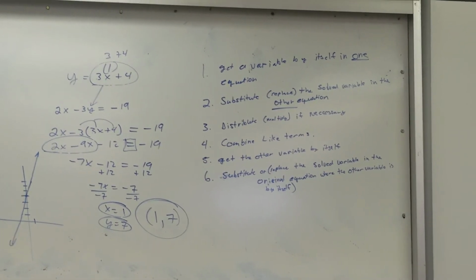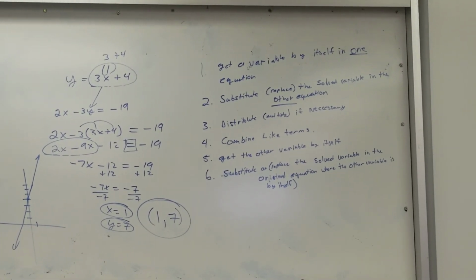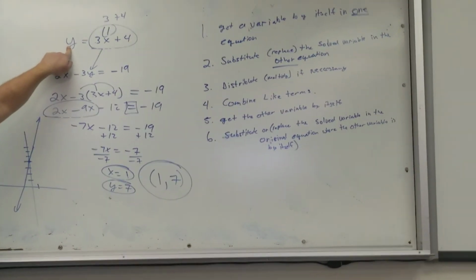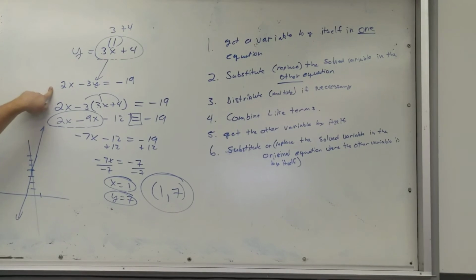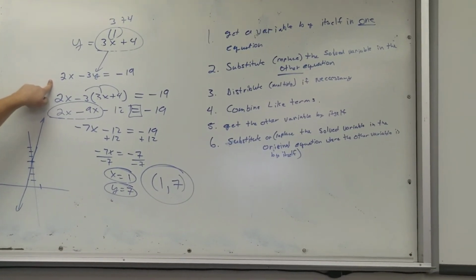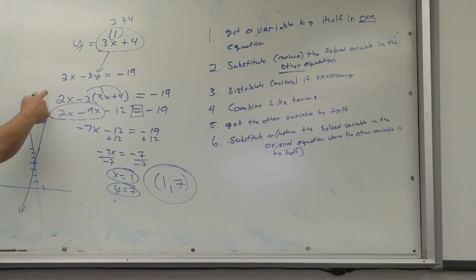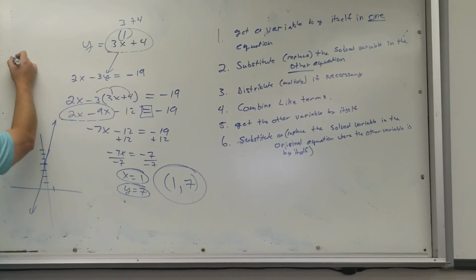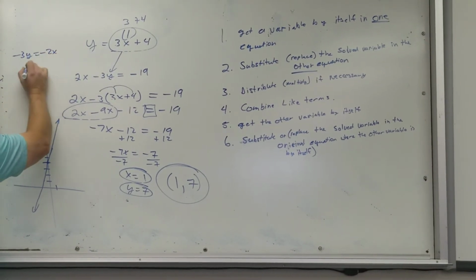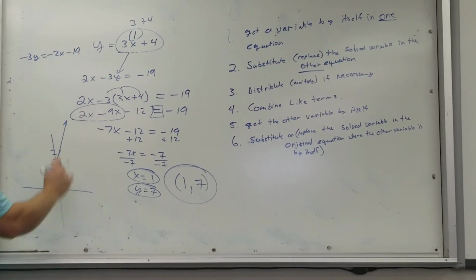Somebody said, I think it was Canyon, right? He said, I don't know why you just don't graph it. Well, that's easy to graph, I agree, Canyon. But this one is not. What would I have to do to graph this one? Get y by itself. Subtract 2x to the other side, right? So negative 3y equals negative 2x minus 19.